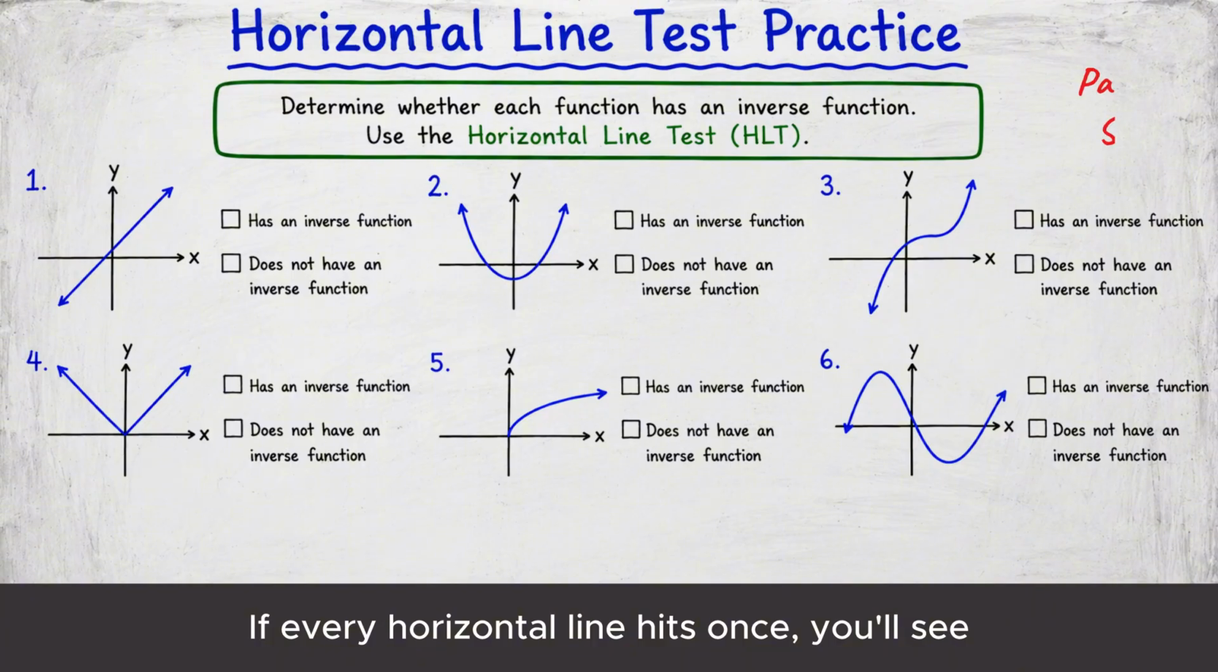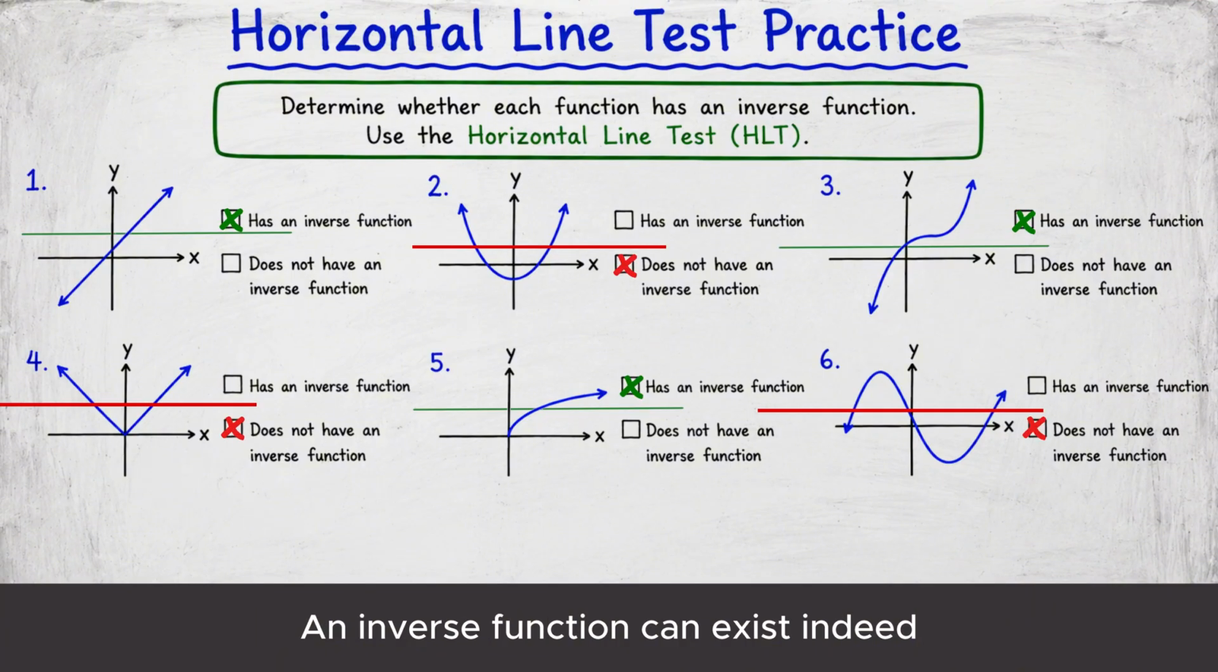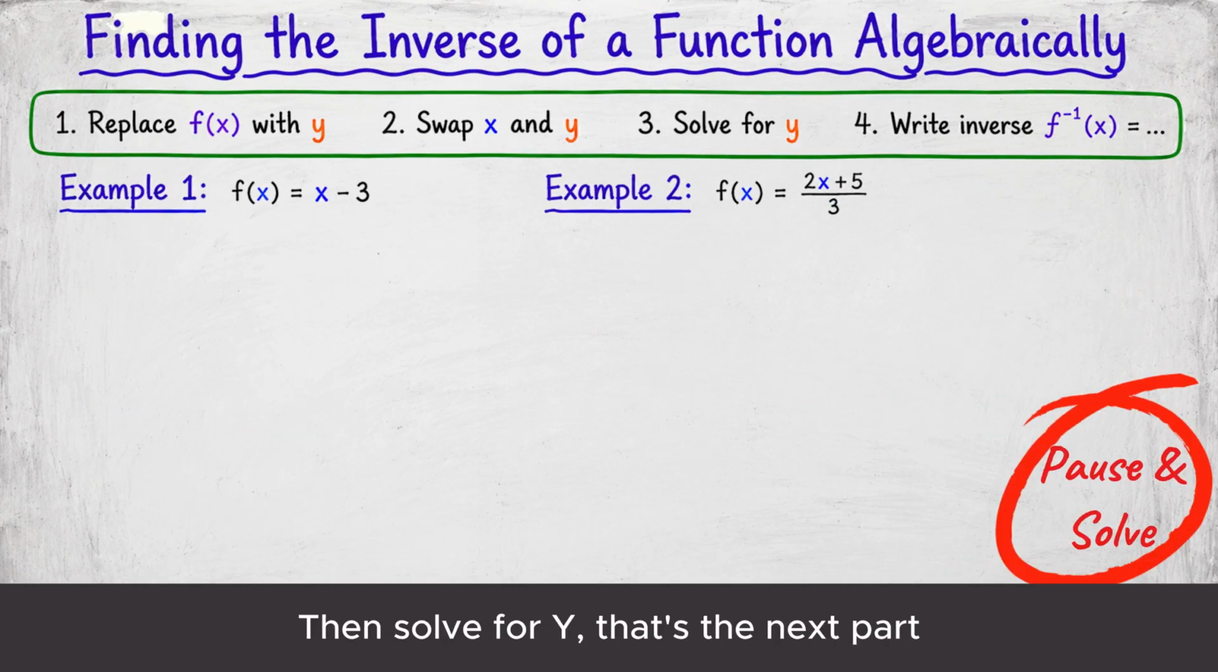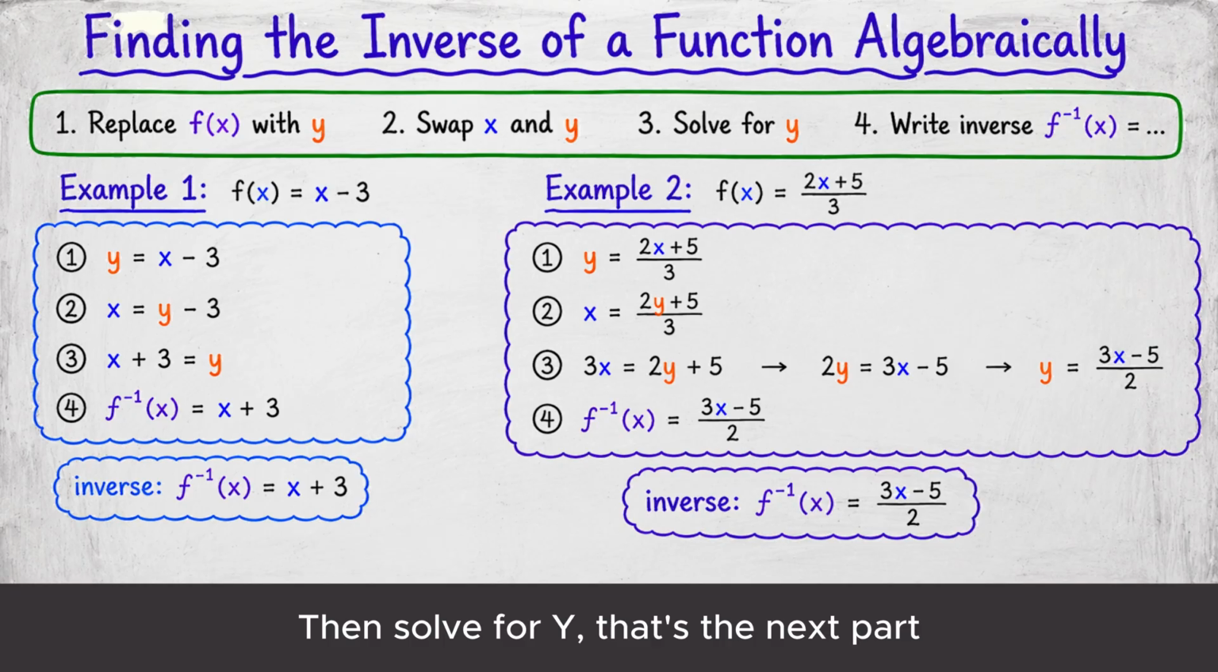If every horizontal line hits once, you'll see an inverse function can exist indeed. Swap x and y, that's where you start, then solve for y. That's the next part.